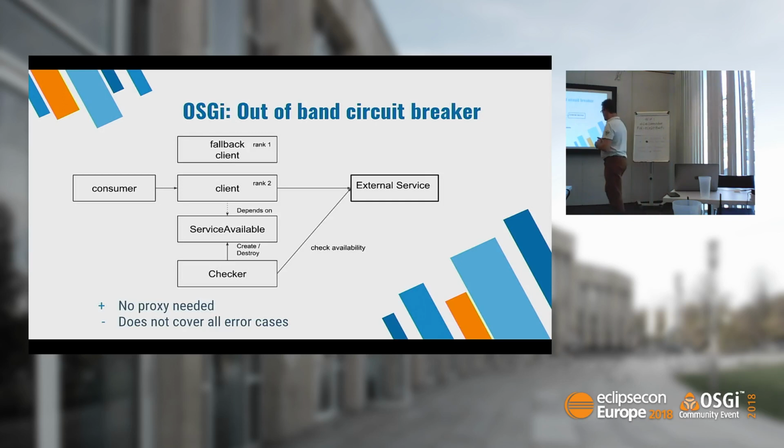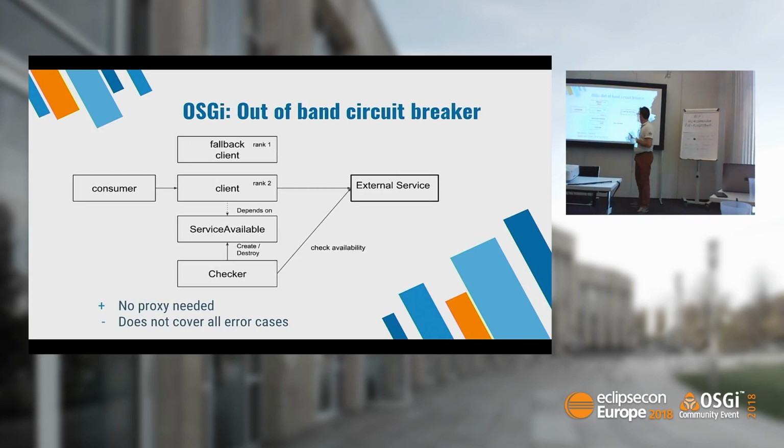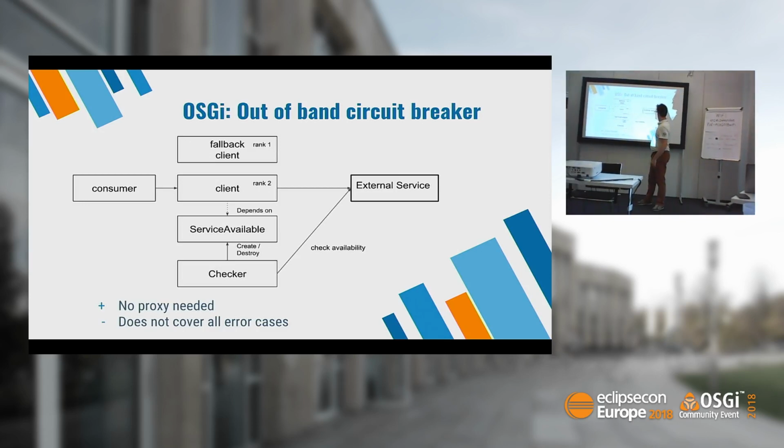So the idea is that for the normal usage, you have your consumer that calls your client code, that goes to the external system, returns maybe some results. It's all working in the normal way. Nothing in between. There's no proxy that you need. And the idea of the out-of-band circuit breaker is that you have a checker thread that continuously checks if the external service is still available in some way. Maybe it calls it and checks if there is no error coming back. Maybe it has some other way of checking.